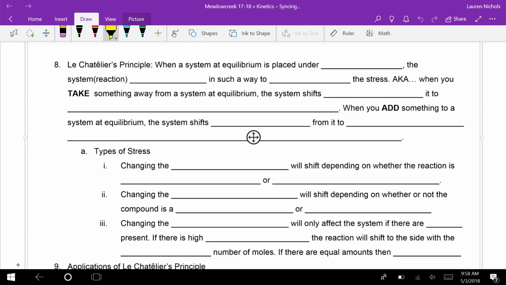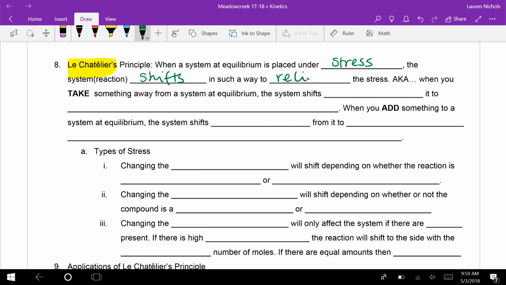Guys, so let's talk about Le Chatelier's principle. So Le Chatelier, that's this guy, he was a French scientist, and he just made a lot of observations about equilibrium, which is why this is named after him. And his big principle or understanding is that when a system at equilibrium is placed under stress, the system or reaction shifts in such a way to relieve the stress.